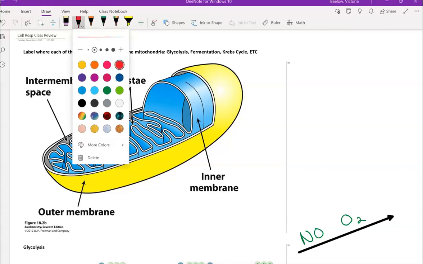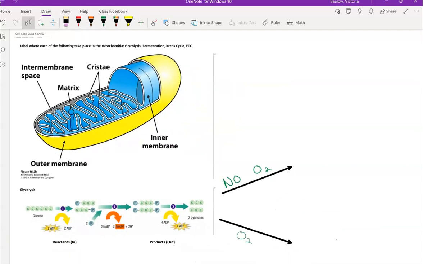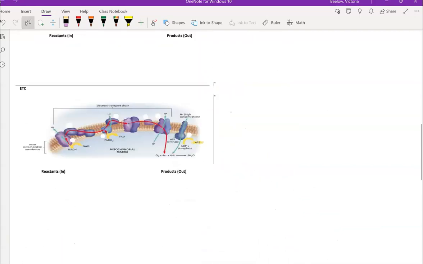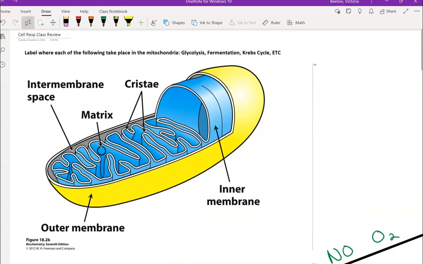In this video, I'm going to be going over the cellular respiration, or cell resp, class review. This is just an overview of everything we've talked about in the cellular respiration part of this unit.